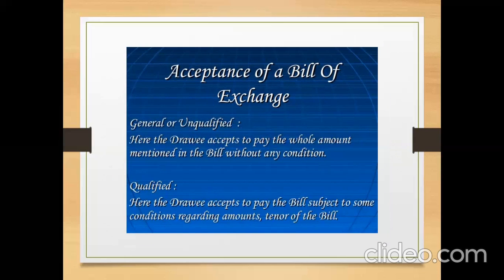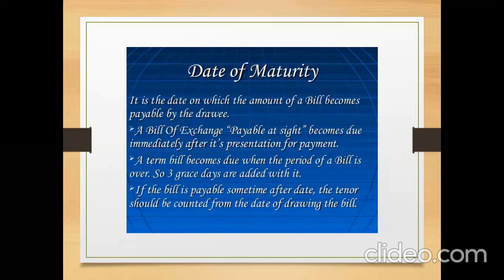Qualified and general. In general or unqualified acceptance, the drawee accepts to pay the whole amount mentioned in the bill without any condition. While in qualified acceptance, the drawee accepts to pay the bill subject to some conditions regarding amount and tenor of the bill. Tenor of the bill means tenure, at what intervals he is going to pay the amount.